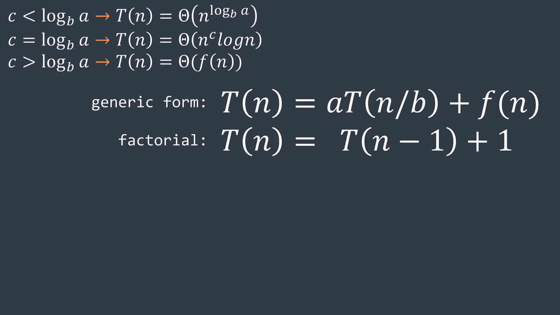Second example, factorial. T(n) is equal to T(n-1) + 1. Here we can't apply the master method because there does not exist a value b such that n/b is equal to n-1, so our recurrence relation doesn't follow the generic form of the master method.